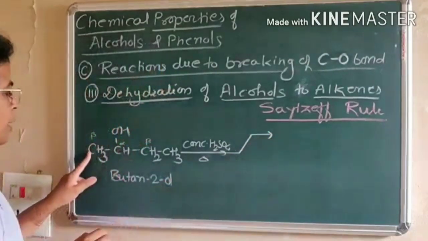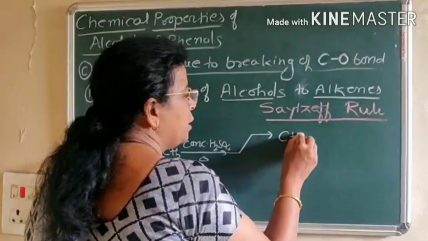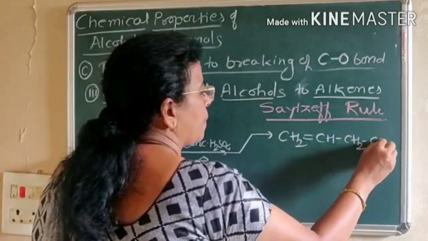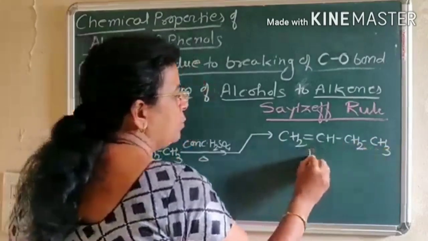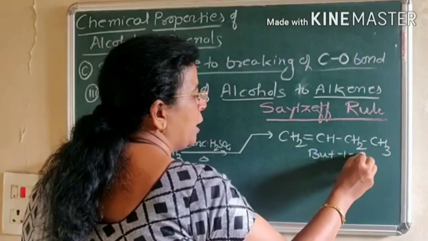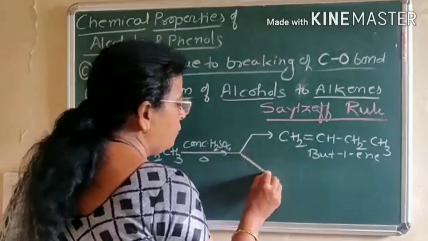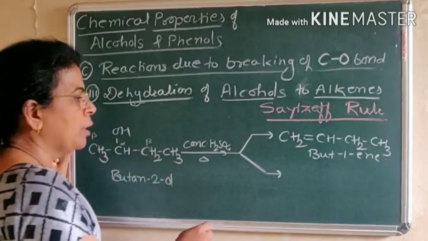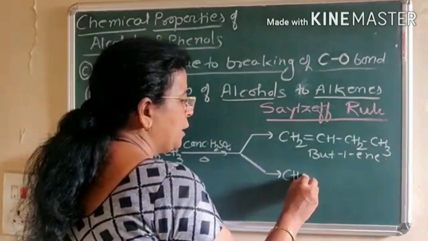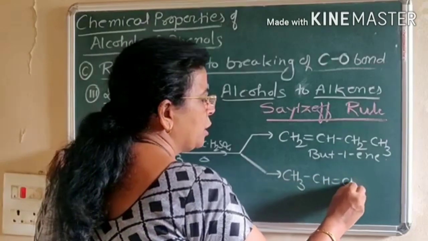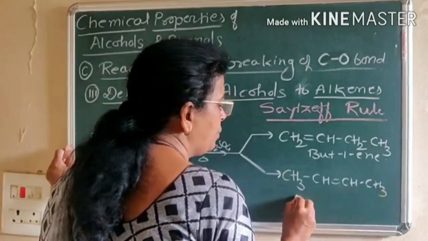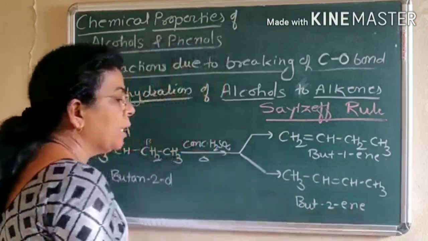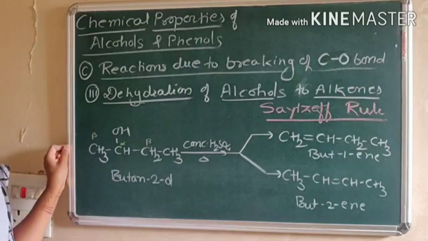If this alpha beta elimination is carried out, then you will get CH2=CHCH2CH3. That is, this is but-1-ene. And if elimination of this hydrogen with this hydroxy group is carried out, then you will get CH3CH=CHCH3. This compound is but-2-ene. That is, here a mixture of two products is obtained.